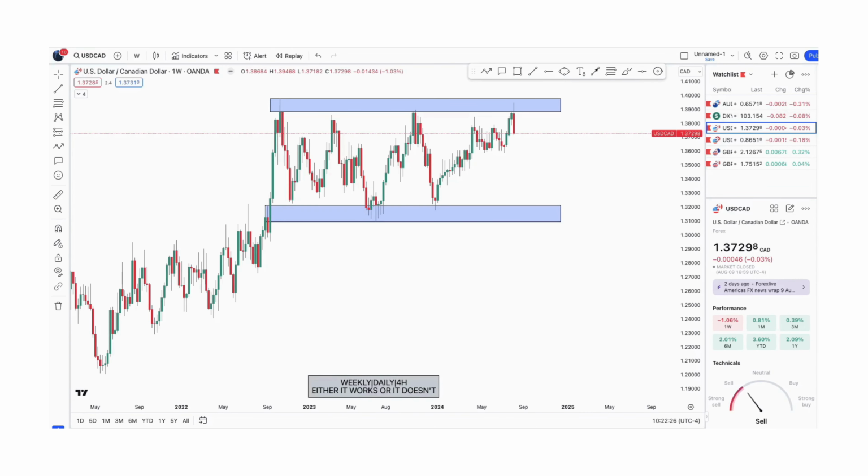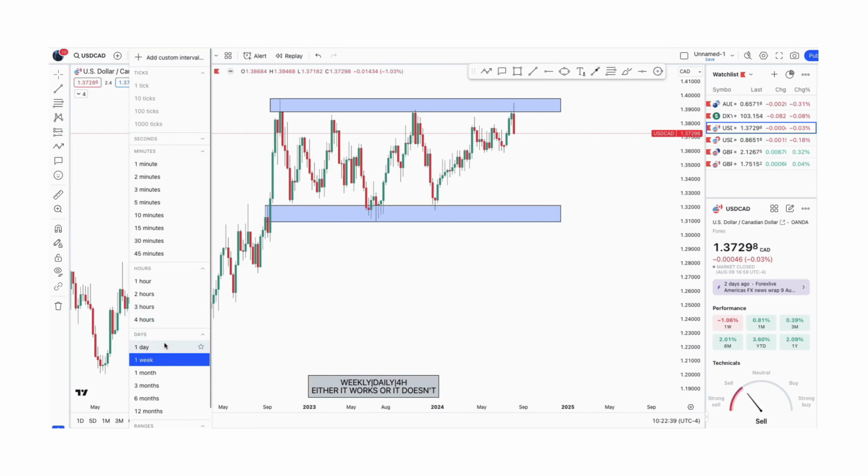Next up, we got USD CAD. On the weekly time frame, we can also see that it is in a range, support down here at the bottom, followed by resistance up here at the top. Going to break this down to the daily time frame after last week had a nice big bearish candle.